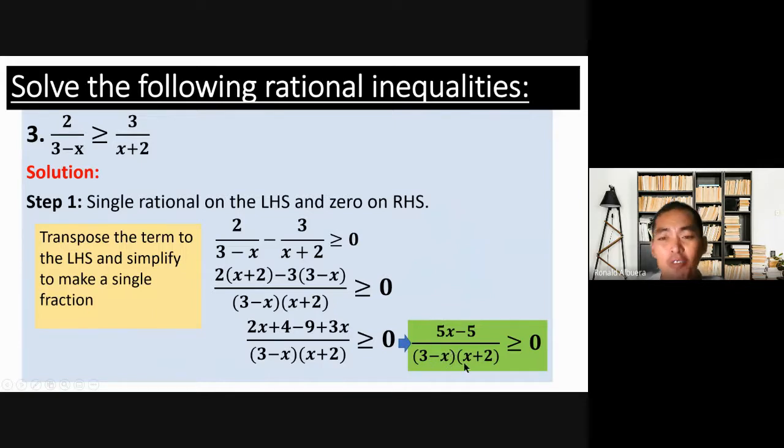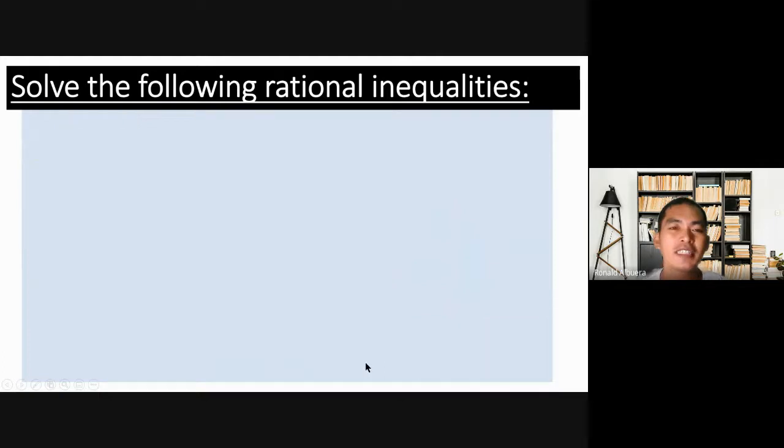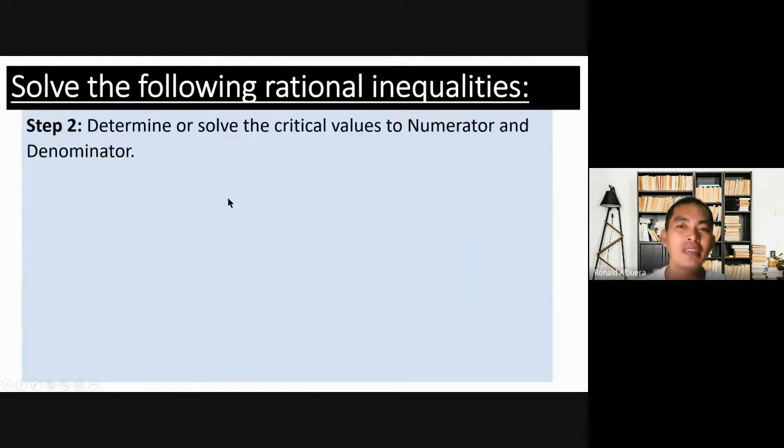Okay, huwag nyo nang i-multiply ang denominator kasi kukuha tayo ng critical values. It's easy kung naka-factored form na po siya. Step 2 is to determine the critical values.